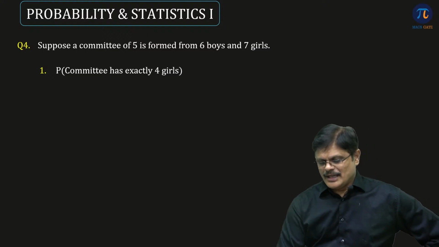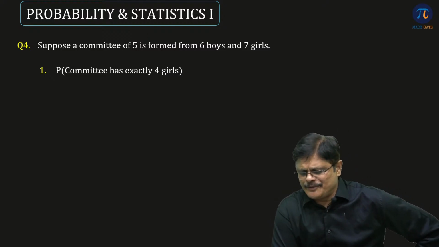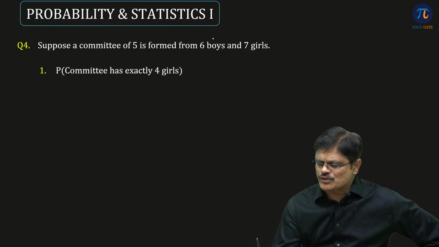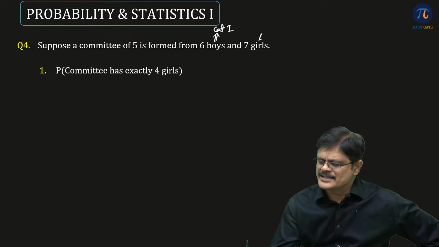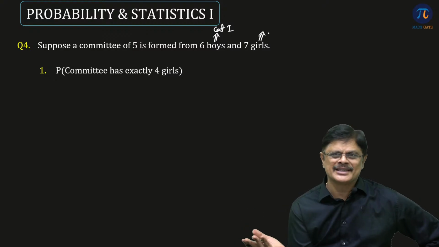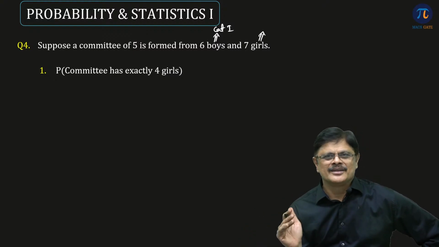Now this is about combination problems. Suppose a committee of 5 is formed from, again here also, this is category 1 and this is category 2. Here I am using boys and girls. You may have men and women. You may have monkeys, donkeys, anything.